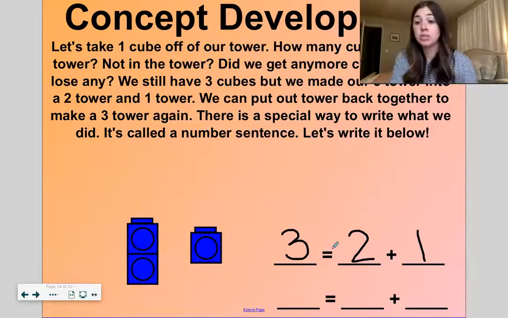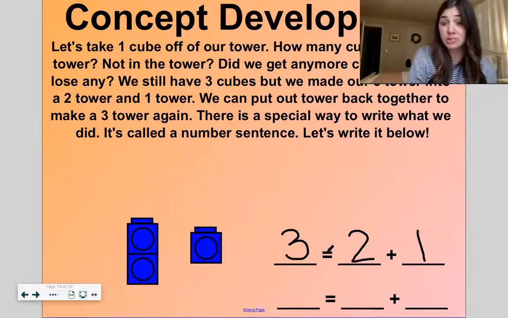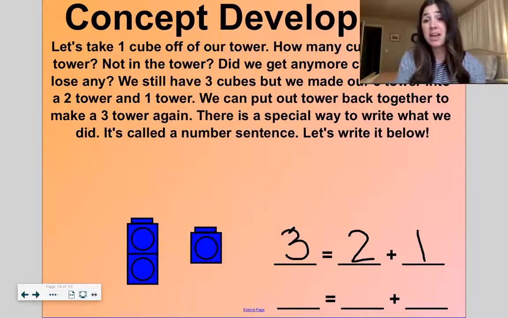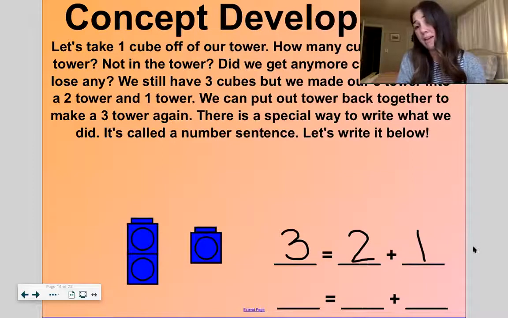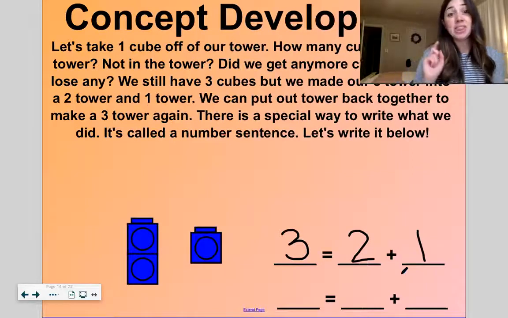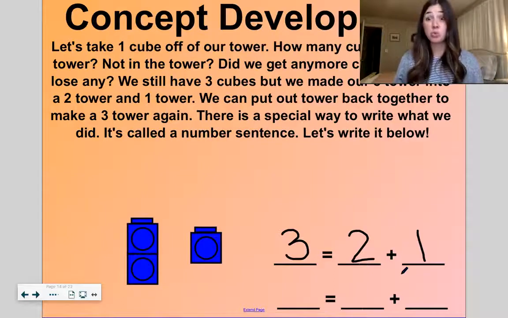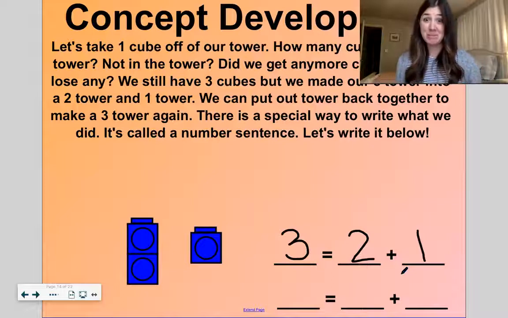Sometimes you see the equal sign on this side of the equation. Sometimes you see it in the front of the equation. Either one is correct as long as your total digit comes before here or after here. But we'll get more into that a little bit later. This is a super special way to write the number sentences that we've been saying out loud, and it's called a number sentence. So that's what we just wrote.